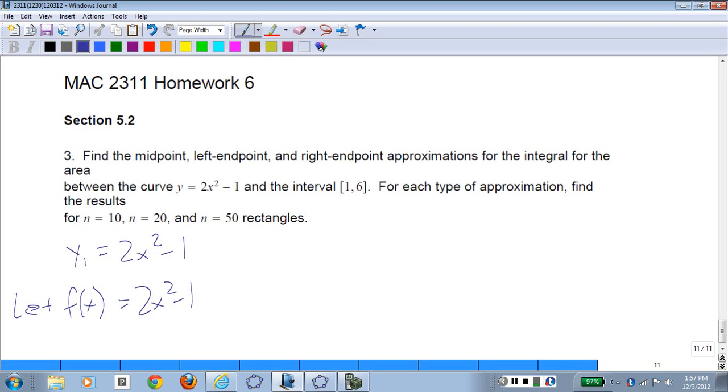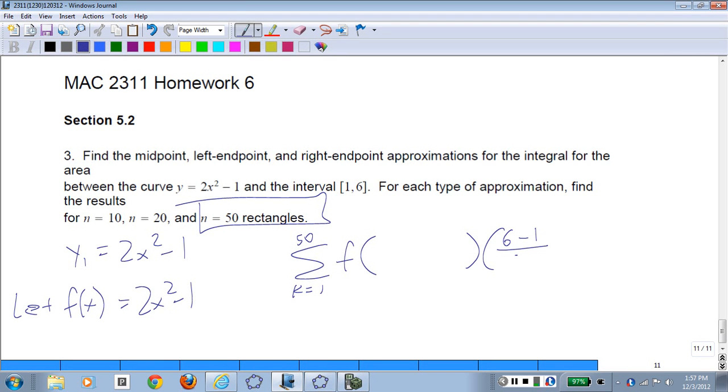Basically you're just pulling from memory the formula sigma. Let's say we're going to do 50 rectangles. Sigma k equals 1 to 50, and basically you're evaluating the function at 50 different values of k as it works its way across that integral, and each time you're multiplying by the width of that little interval. So it's going to be b minus a, 6 minus 1 over 50. That's how wide each of those little rectangles is going to be.